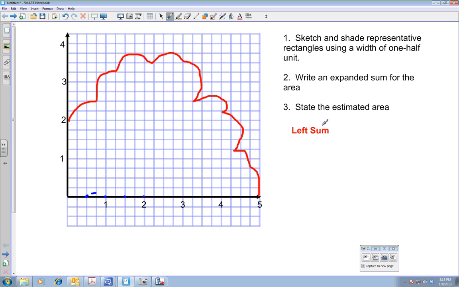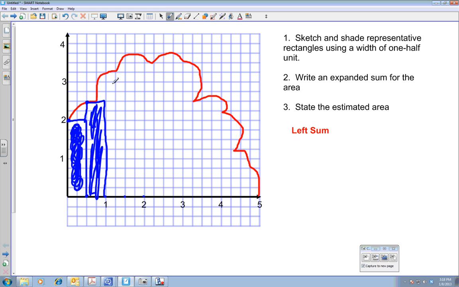For a left sum, that means that the left-hand side of my rectangle has to touch the graph. So right here is my first point of graph. I'm going to draw my rectangle in, and there's my first rectangle that I'm going to find the area of. And I'm just going to shade part of this in so you see the rectangle. Okay, its width is 1/2, which is what it told me to do. Here's my next rectangle. Remember, the left-hand side of my rectangle has to touch the graph. So I'm going to draw my rectangle in. There's my next rectangle.